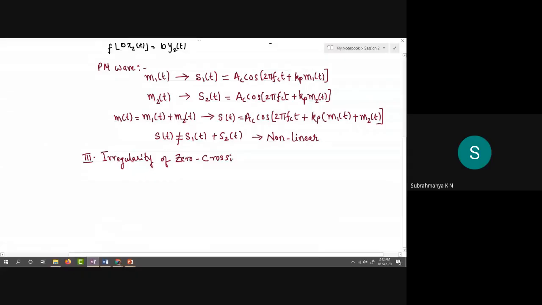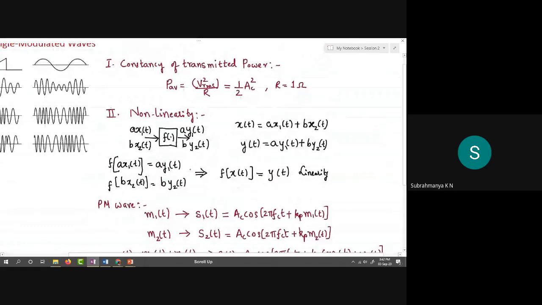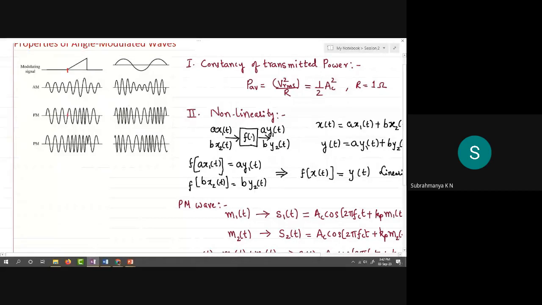So what do you mean by zero crossings here? You might have had a close look at zero crossings earlier, in the case of an angle modulated signal, whether it is FM or PM. I can zoom in a little bit.